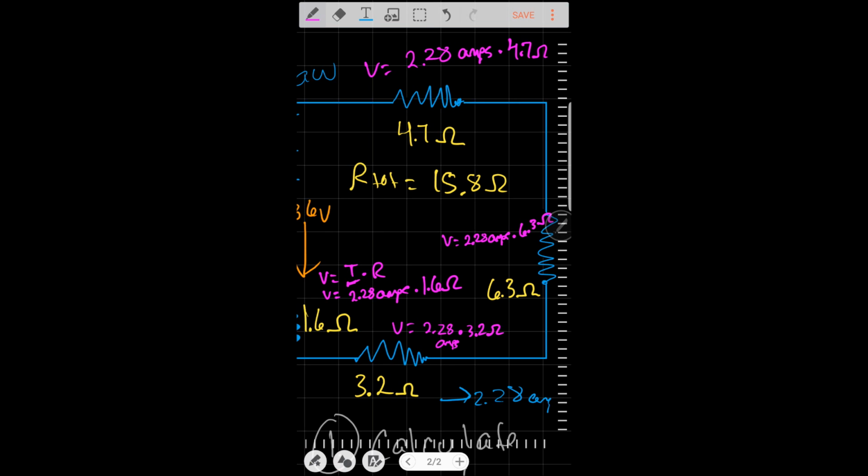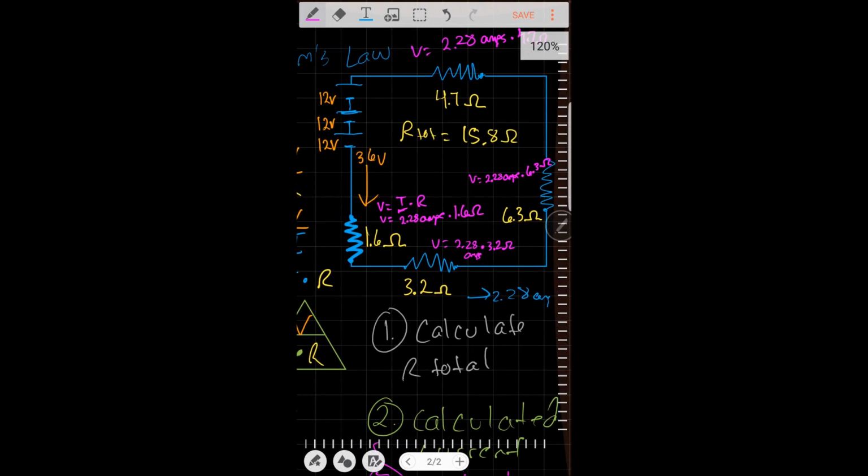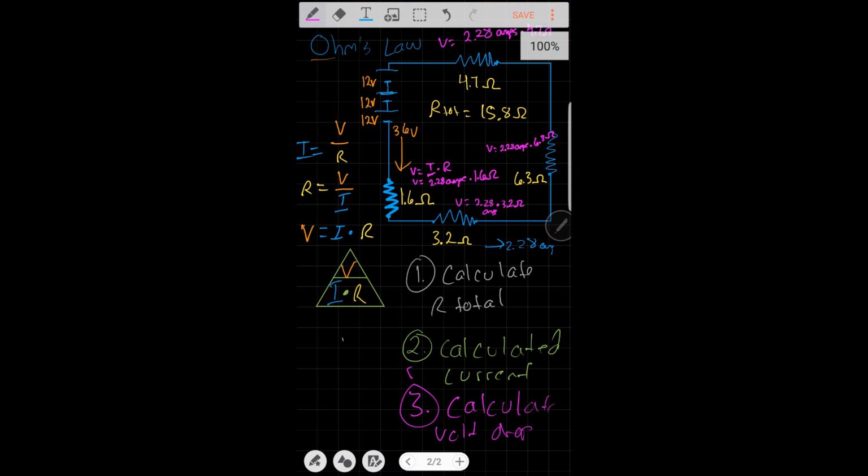Now remember what happens. So what unit should I get for each one of these? I've got these 4 equations I've got to do. What unit should I get for each one? I should get volts for here, here, and here. And when I do all 4 of those voltage drops, they should add up to 36. So the numbers are 1.6, 3.2, 6.3, and 4.7.